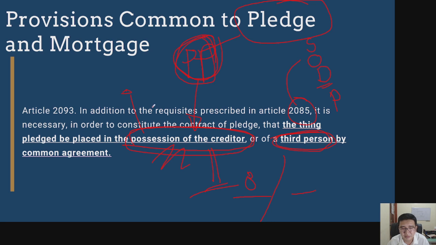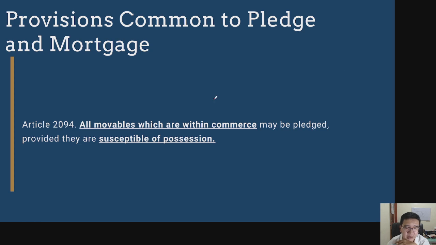Okay? Pero dito naman, iso-surrender mo yung gamit kay creditor. Kay creditor mo iso-surrender. Okay? Ganun lang yun. Or, ang sabi niya dito, third person. So, pwedeng third party. Article 2094, all movables, movable property or personal property.